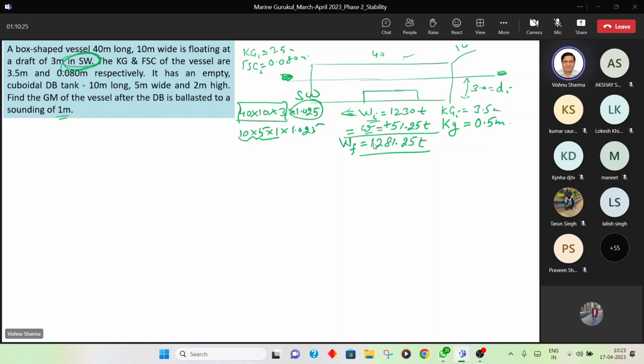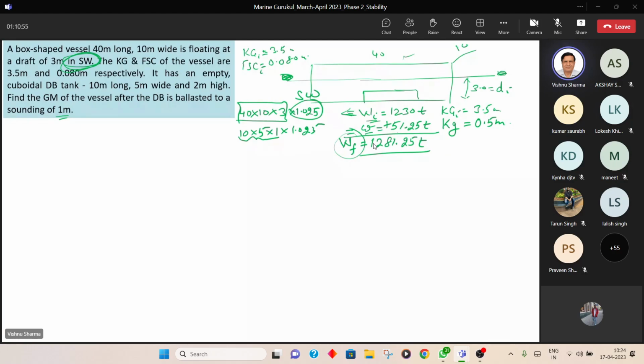Saurabh, what will be the final displacement? You can't add these two weights, is it? Yes, sir. Already 1281.25, sir. I got it. So then what was the confusion? Where are you going all over the place, man?